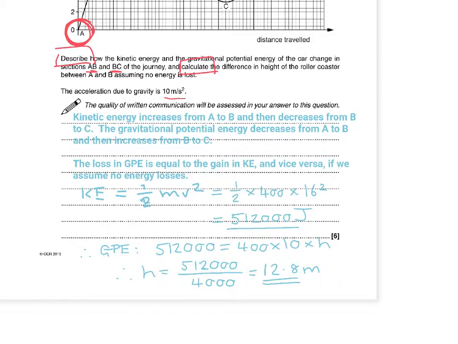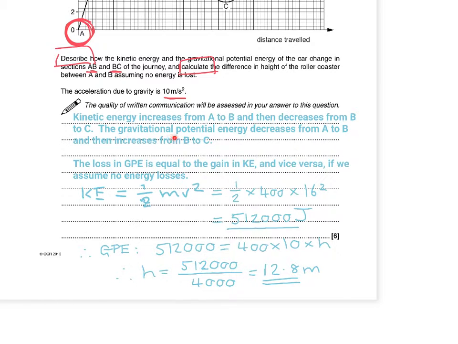The acceleration due to gravity is 10 meters per second squared, and the quality of your written communication will be assessed in your answer. So let's keep it structured and logical and sensible with good scientific language. I've said kinetic energy increases from A to B and then decreases from B to C. This is obvious if you're interpreting the graph. The speed is increasing from A to B, so therefore the kinetic energy must be, and the speed is decreasing from B to C, so therefore the kinetic energy, which depends on speed, is also decreasing.